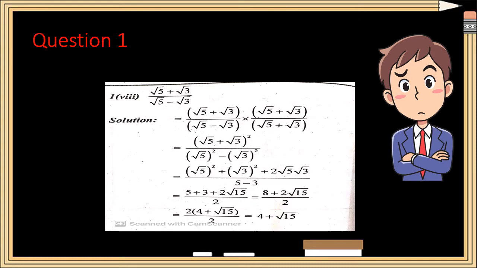So now you can see in the denominator we have a square minus b square. A square will be square root of 5 minus square root of 3 square. Now the radical sign will be cancelled with the square. You will be left with 5 minus 3, which will give you 2. So in the numerator we have 8 plus 2 square root of 15 divided by 2. Now you can take 2 as a common factor from the numerator. So we will be taking 2 common. Now we will have 4 plus square root of 15 divided by 2. Now 2 will be cancelled with 2 and you will be left with 4 plus square root of 15.